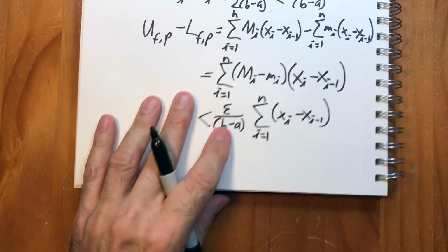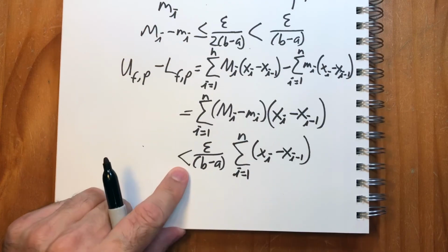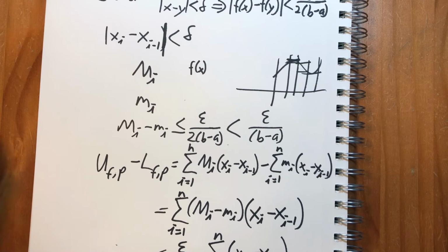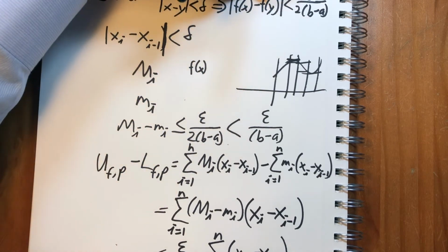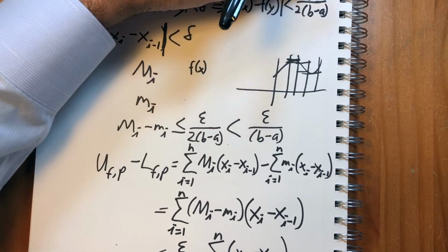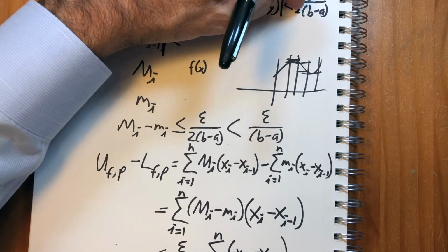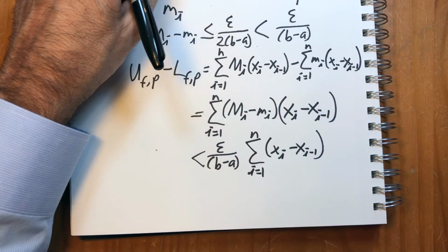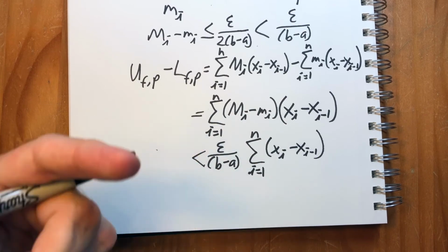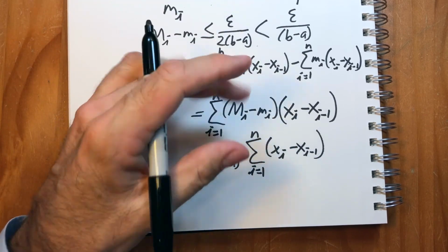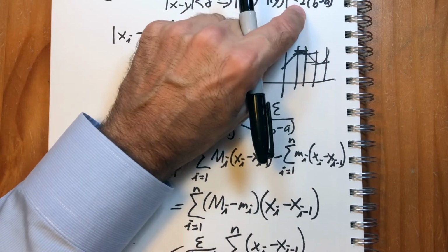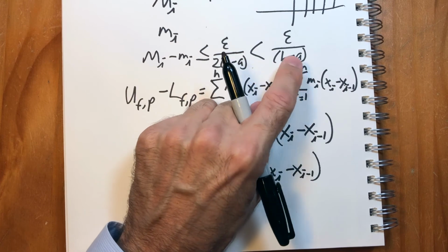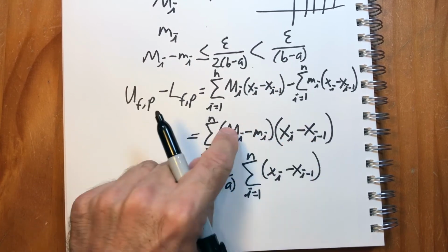So what is this? This is where we're using uniform continuity, because f is uniformly continuous, so any two values of f are going to be within epsilon divided by 2 times b minus a. Because the interval is smaller than delta, the distance between these two in particular has to be less than that, which is less than epsilon divided by b minus a. So this is less than this.